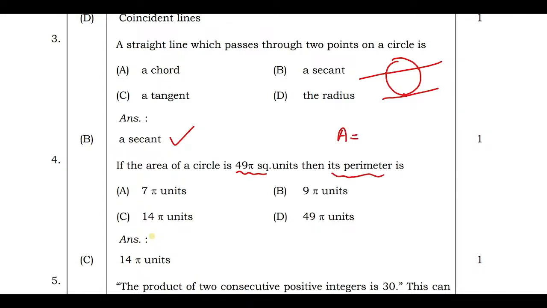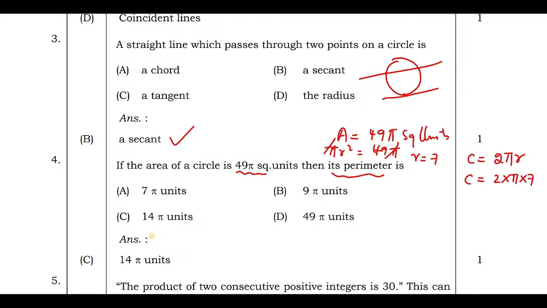Now the fourth question: if the area of a circle is 49 pi square units, then its perimeter is. What is the perimeter or circumference of the circle? C equals 2 pi r. Now we know that area equals pi r square, which is equal to 49 pi. Pi will cancel out. R square equals 49. R equals 7. Now circumference equals 2 into pi into 7. C equals 14 pi. Therefore the correct answer is option C.